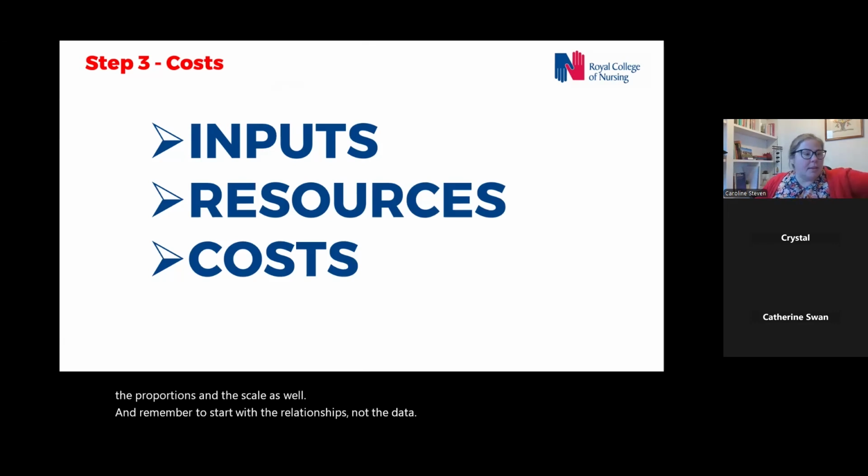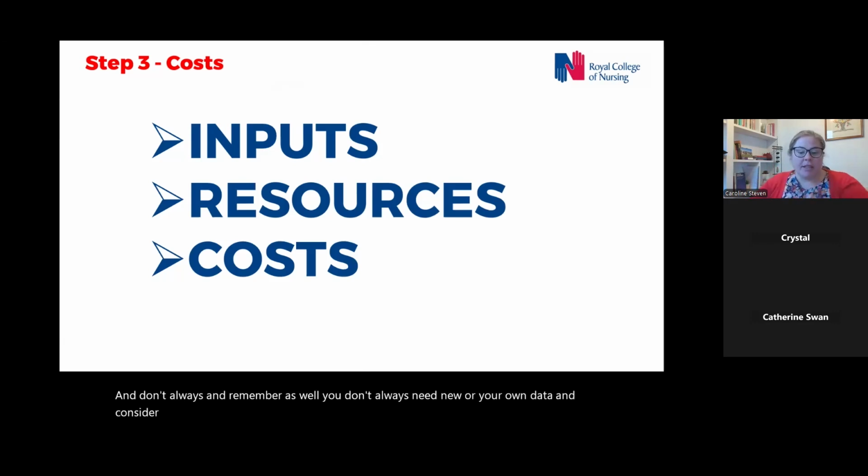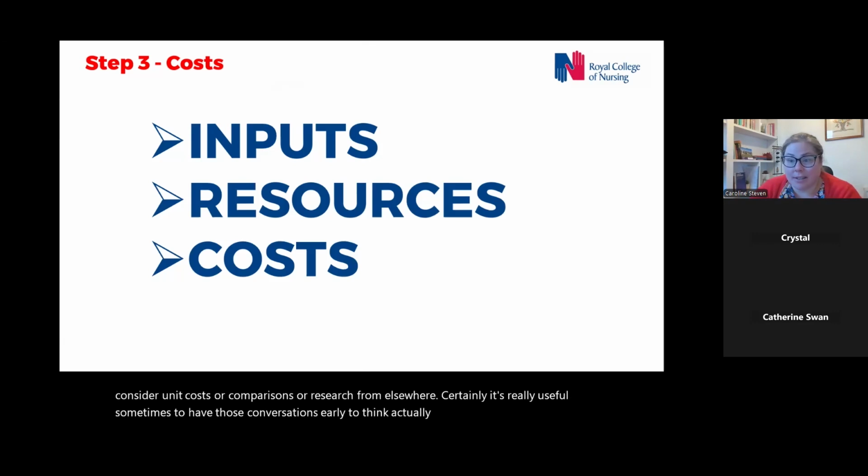And remember as well, you don't always need new or your own data. Consider unit costs or comparisons or research from elsewhere. It's really useful sometimes to have those conversations early to think, actually, does this data already exist? And therefore I don't need to collect anything new myself.